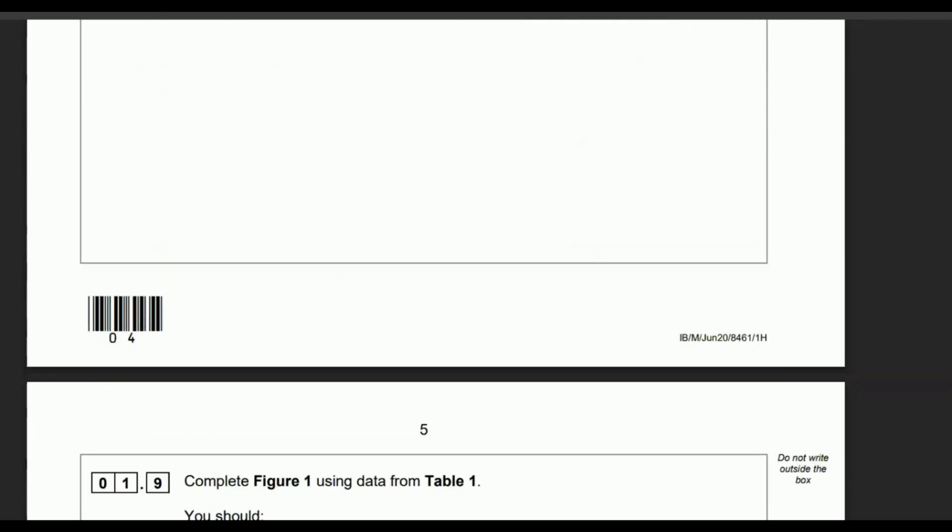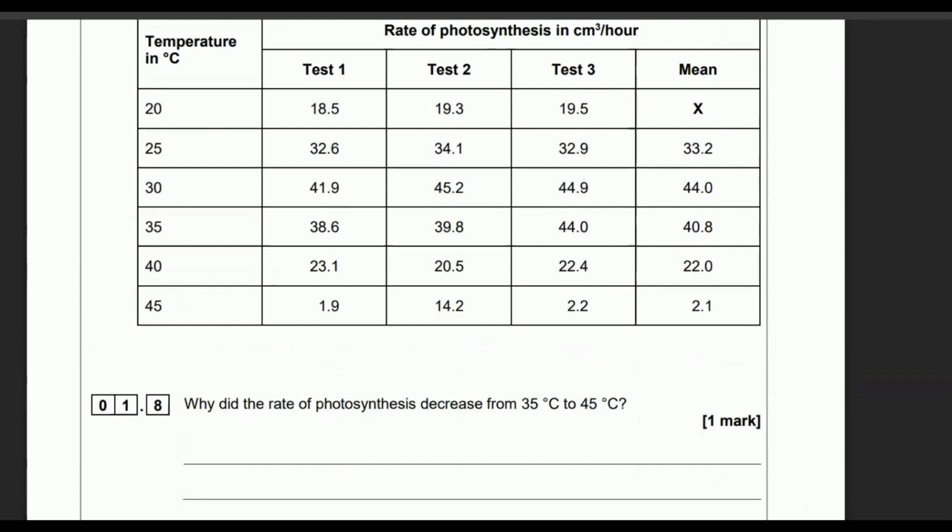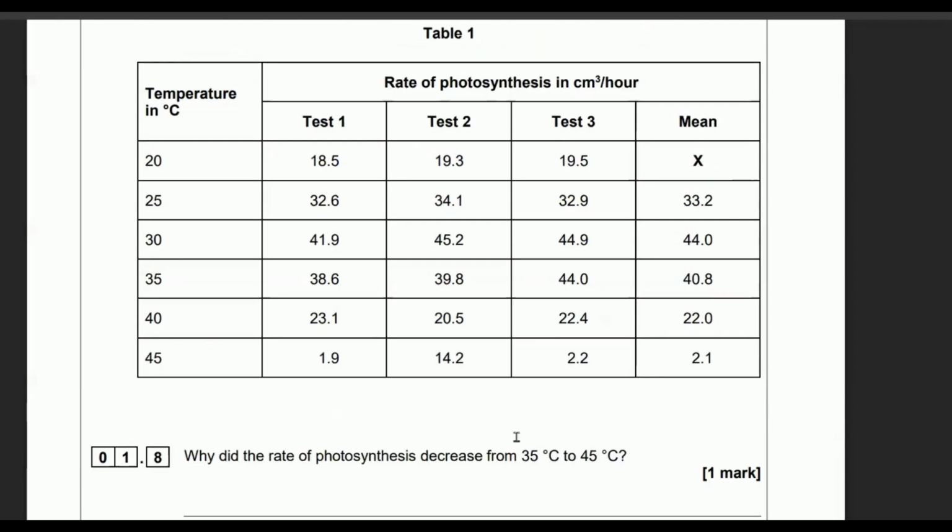Right, let's move on. Ooh, table one is repeated. Why did the rate of photosynthesis decrease from 35 to 45?